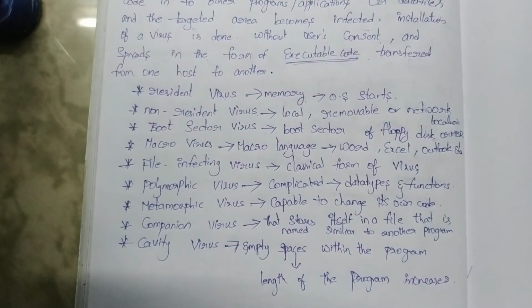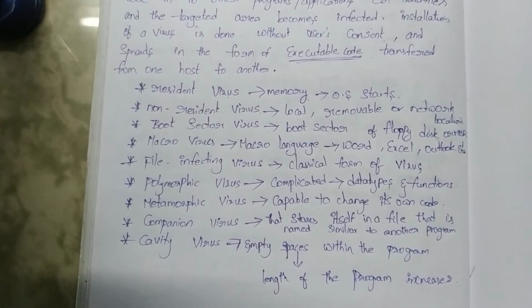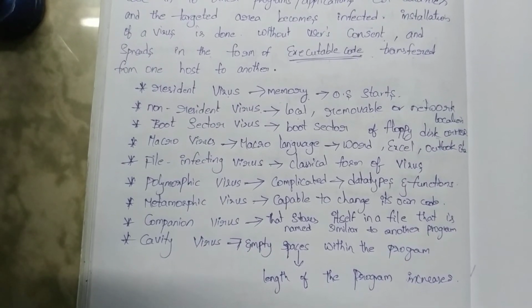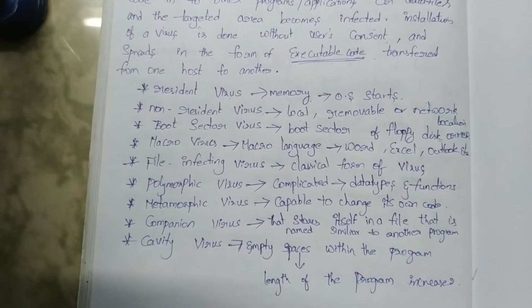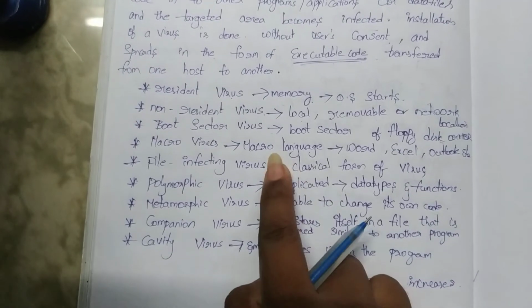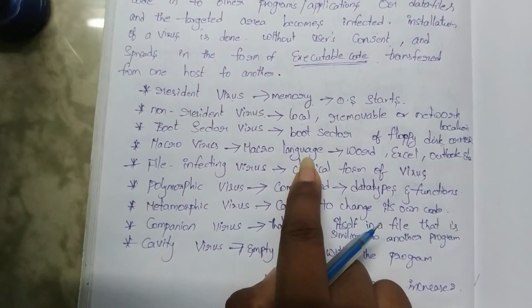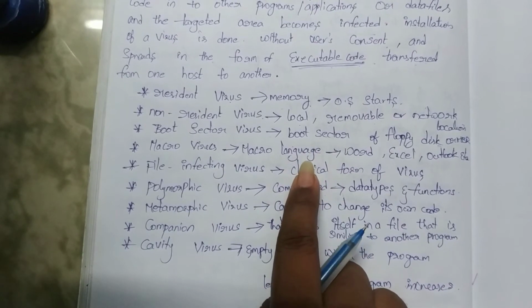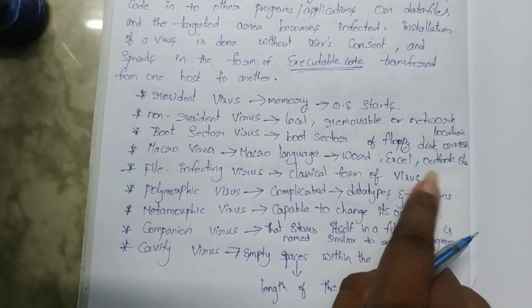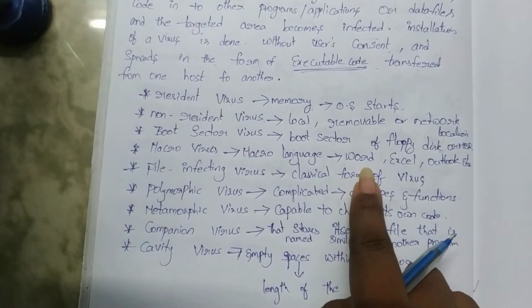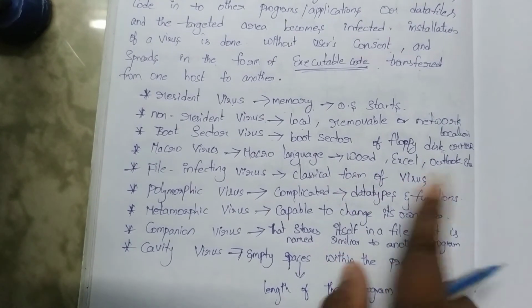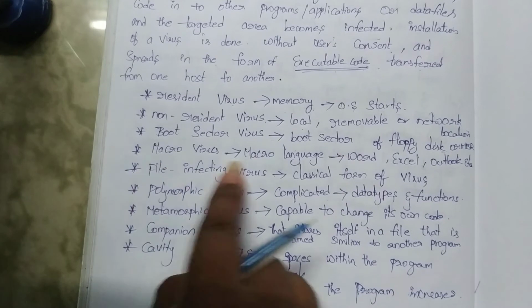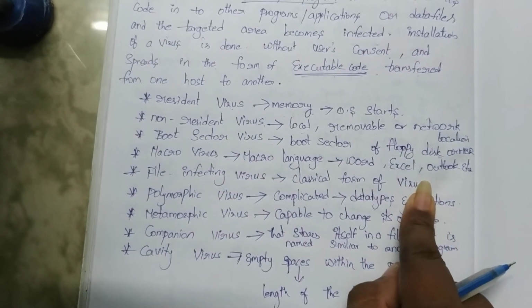We know there are a number of languages like C language, Java language, assembly language, right? So this macro virus is written in macro language, which is a kind of language, and will be embedded in Word, Excel or Outlook. I think most of you know what Word, Excel and Outlook are. So these kinds of macro viruses will be embedded in Word, Excel or Outlook.